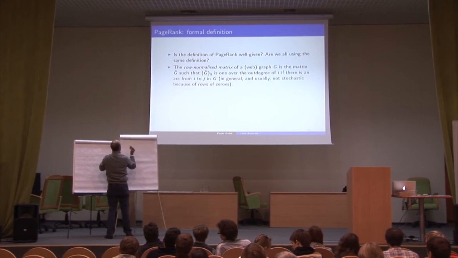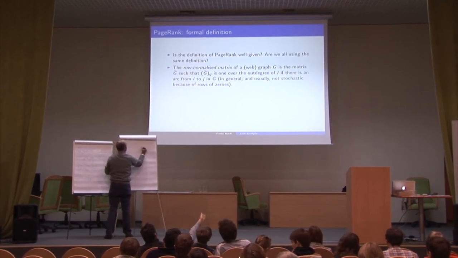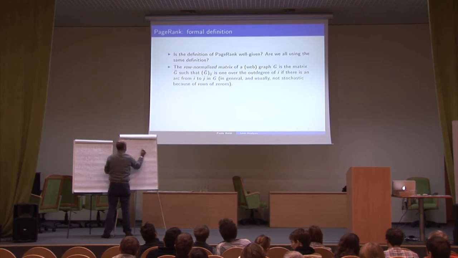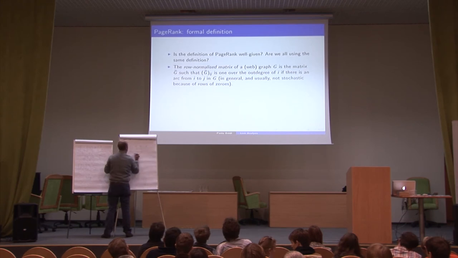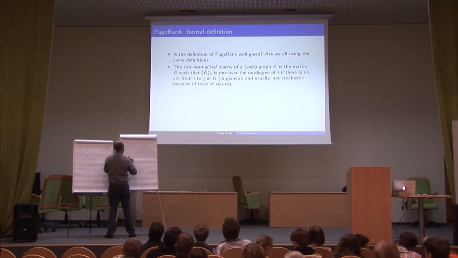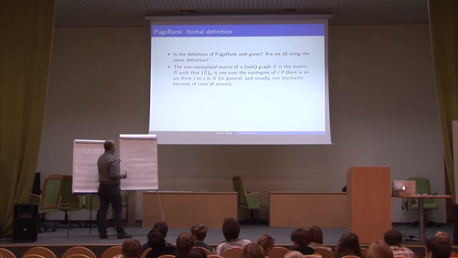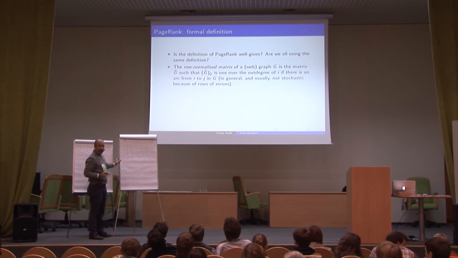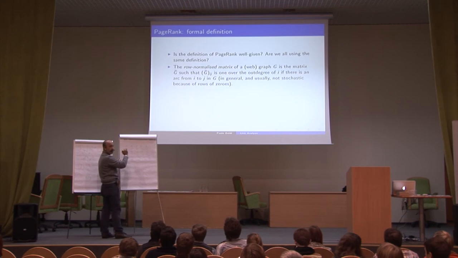If G was 0, 1, 1, 0, 1, 0, 0, 0, 0, 0, 1, 0, 1, 1, 1, 0, 0, 0, 0, 0, 0, 0, and let's say 1, 0, 0, 0, 1, then the rows that are zeros are the dangling nodes, and we don't touch them. The rows that are non-zero, we divide them so that they sum up to one.